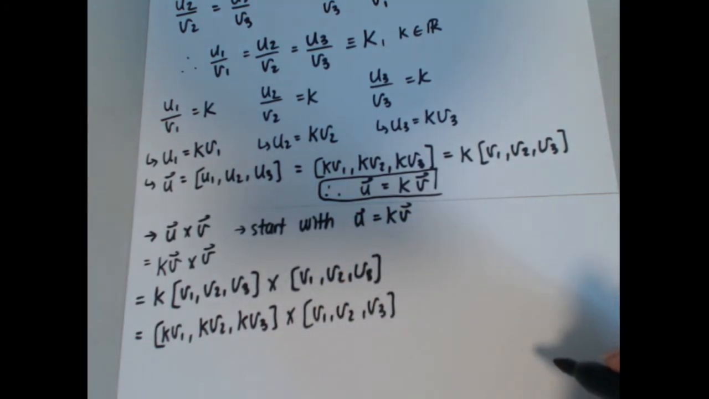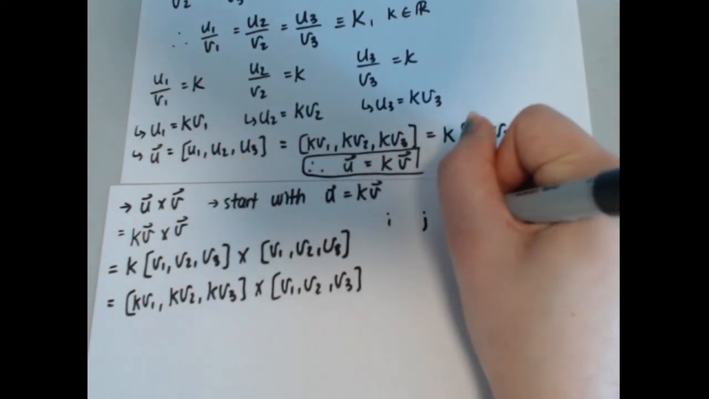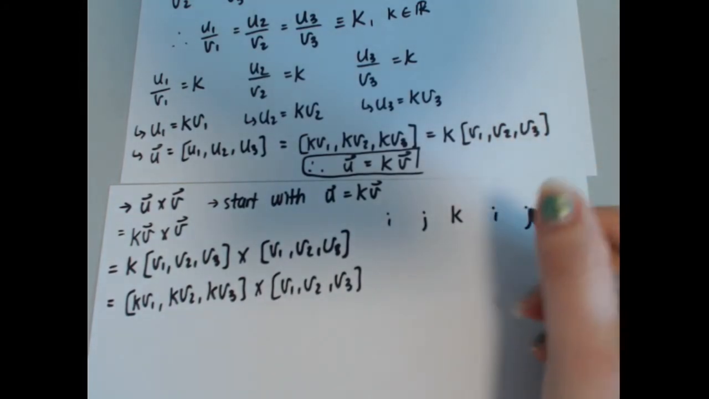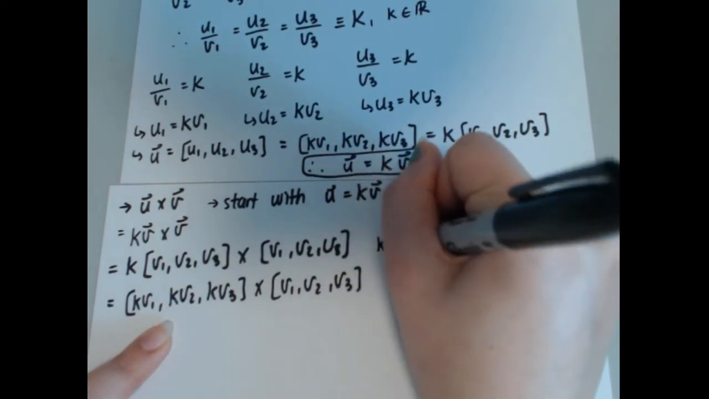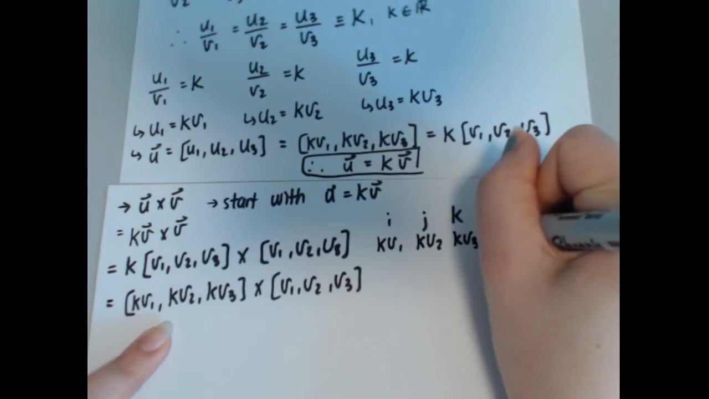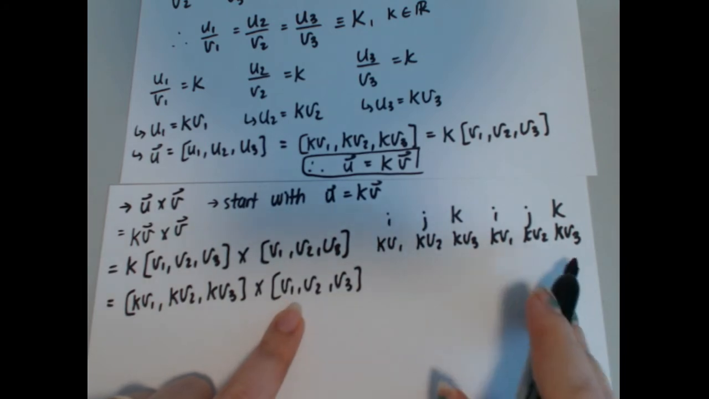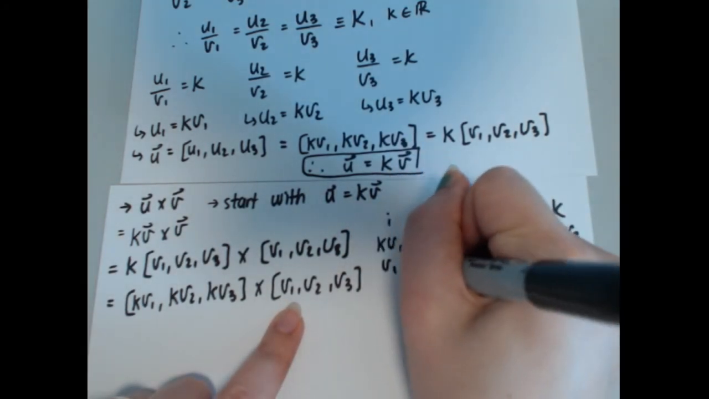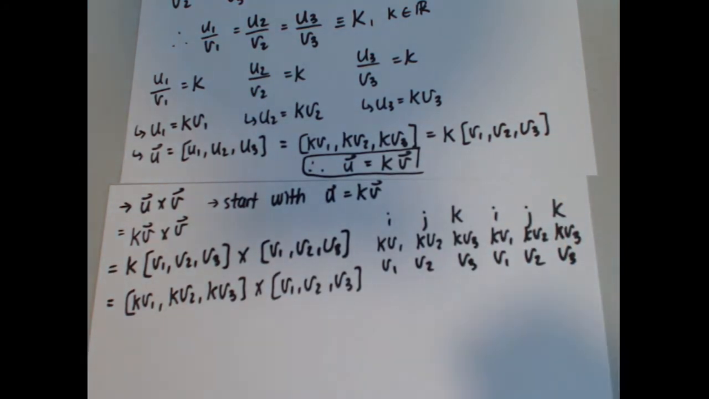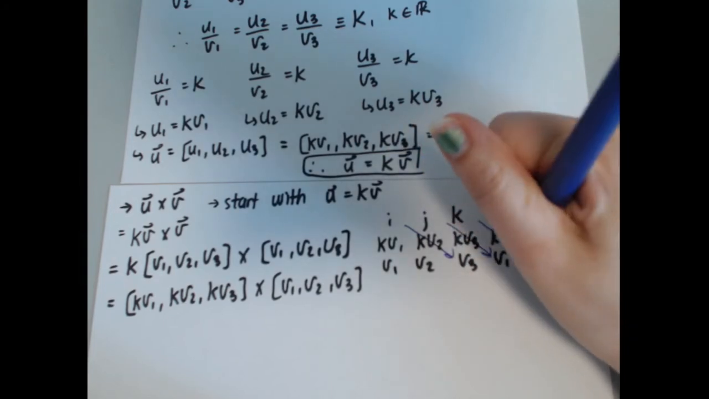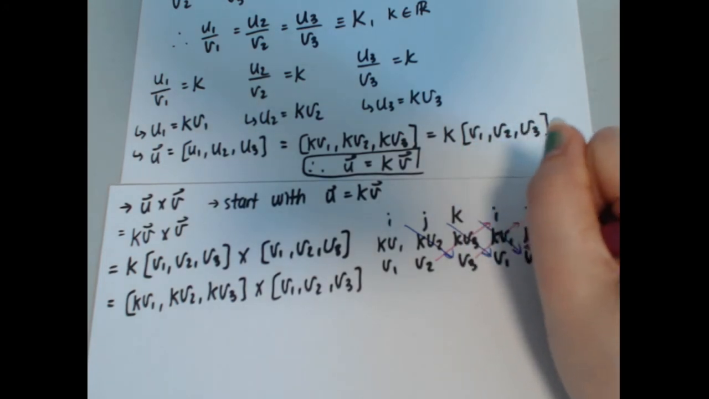So you know how to do cross product. You use that setup of i, j, k, i, j, k. This is the first vector in the cross product, so it gets written in the second row: kv1, kv2, kv3. And then the second vector I write in the third row: v1, v2, v3. All right, here we go, grabbing my colors: downward purple arrows, and upward pinkish arrows.